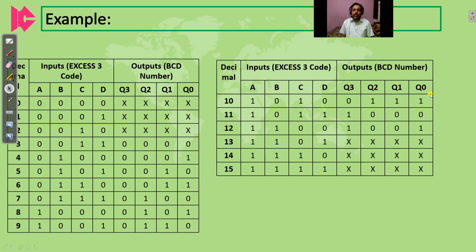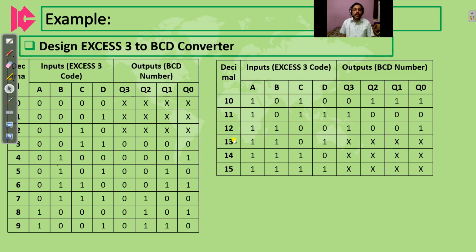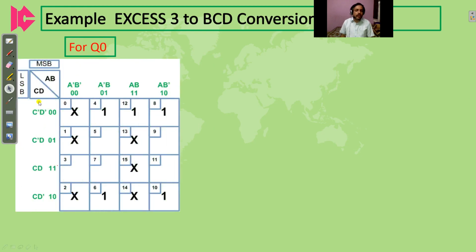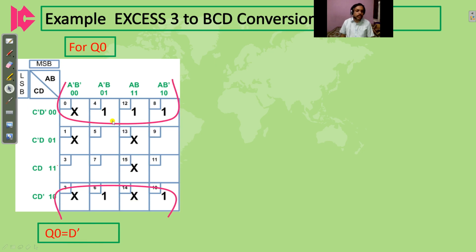Okay, so 1 K-map for Q0, 1 K-map for Q1, 1 K-map for Q2, 1 K-map for Q3, each of 4 inputs. Okay, so let's write down for the Q0. For the Q0, we will write down the corresponding zeros and ones and don't cares. So how we'll make the combination? In this we can make a combination of these 8 together. And what will be the output for this? Non-changing on this side is D dash. All are changing, so non-changing is D dash. So Q0 is equal to D dash.